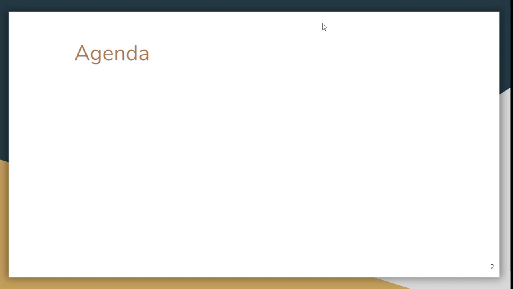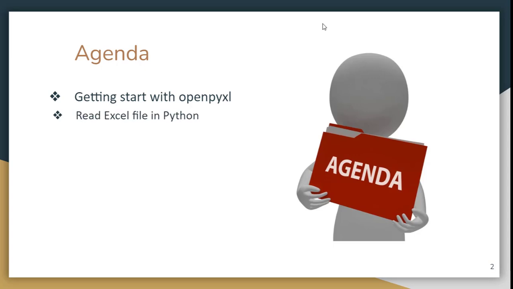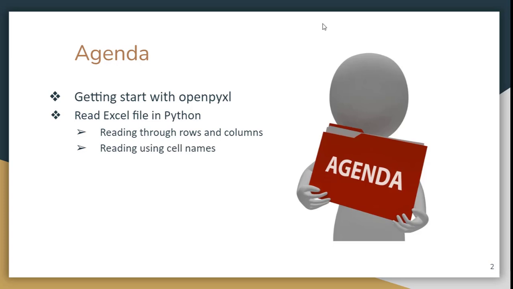Agenda of this video, that is, what you are going to learn from this video. Getting started with OpenPyXL, this is a Python module. Read Excel file in Python. How to read an Excel file in Python? There are two ways. One is reading through rows and columns. Another is reading using cell names.